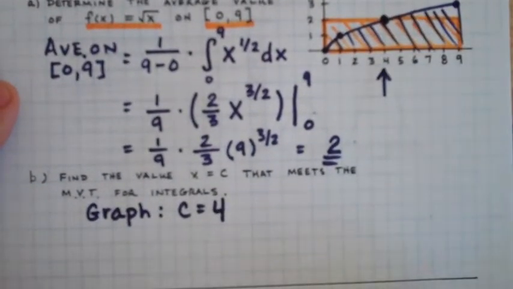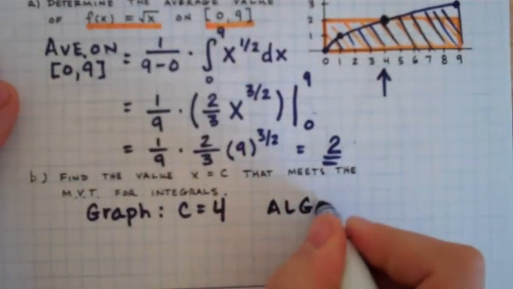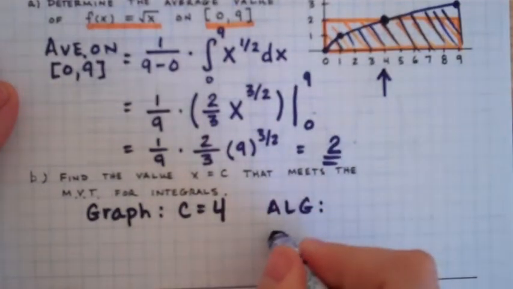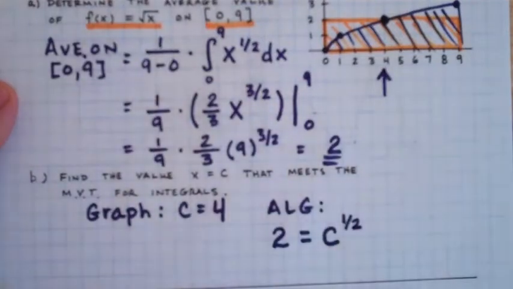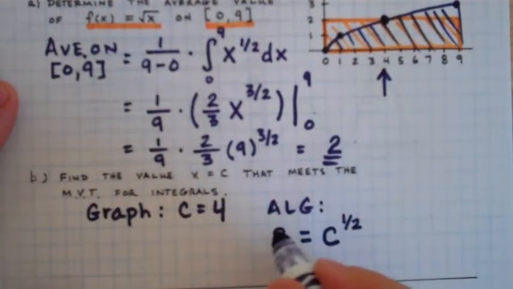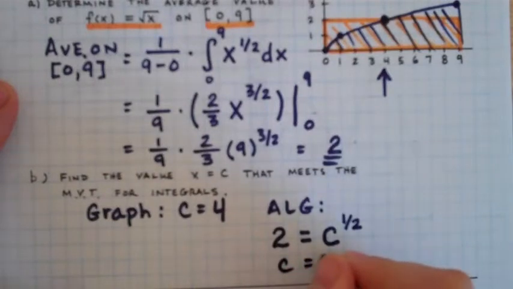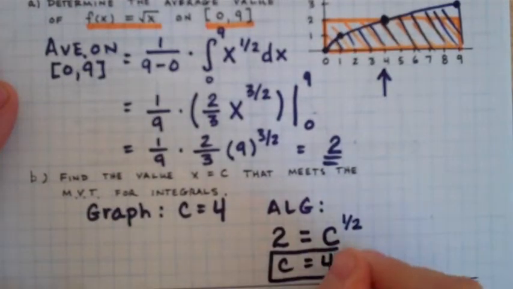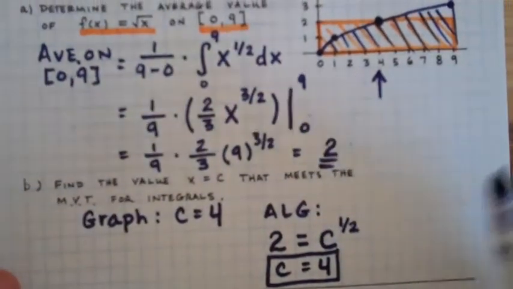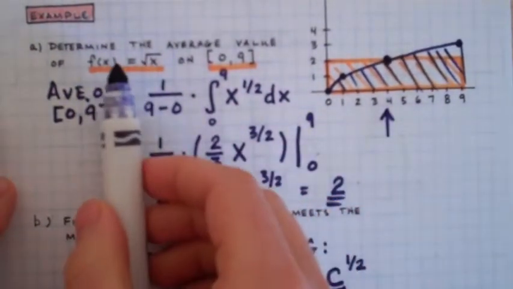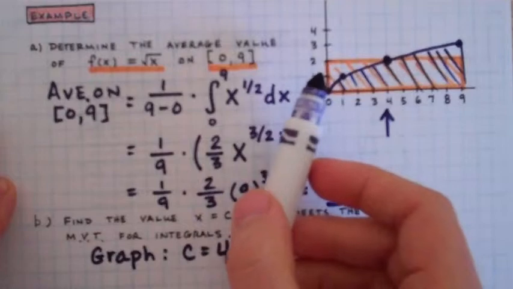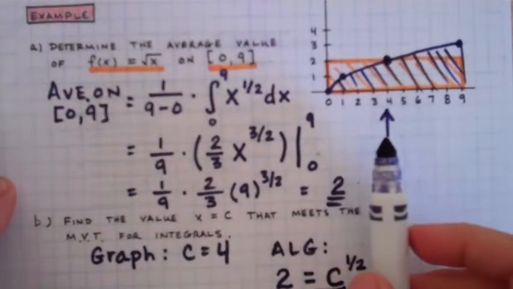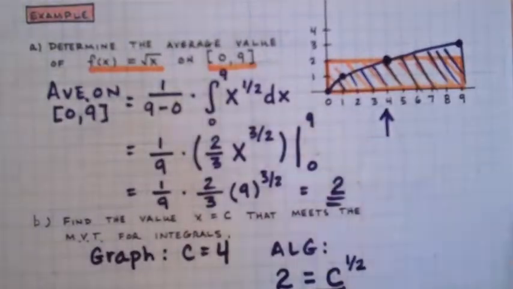If we wanted to solve this problem algebraically, we could say this. Well, the average value of the function is 2, and the function is x to the 1/2 power. What value of c will make this statement true? And the answer is c equals 4. Here's the tie-in. In this particular example, we had a function, square root of x, and we wanted to know what its average value is. Its average value is 2, and we wanted to know where it attains that value, at 4.